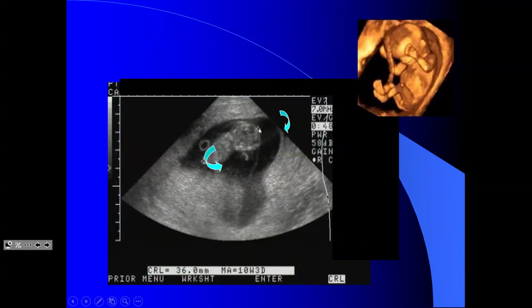Okay, again, another example of crown rump length, which is the measurement that you do in the first trimester from the head to the buttocks. And here the crown rump length is 36 millimeters. So the machine automatically tells you that it is 10 weeks and 3 days. So this is the exact age of the fetus.